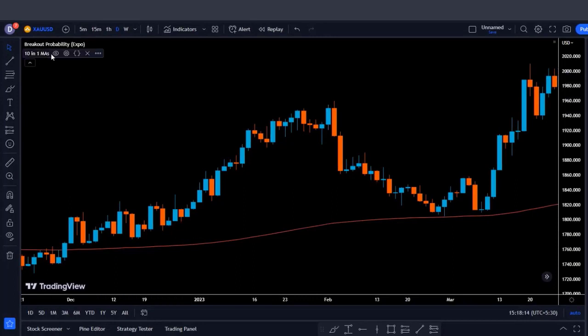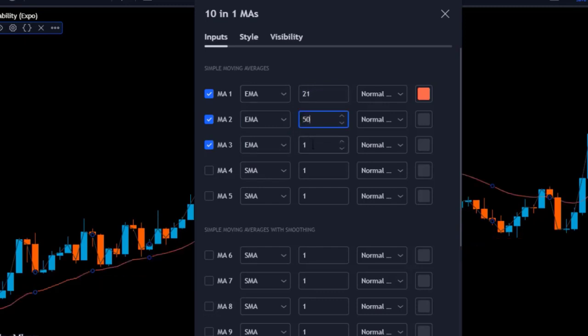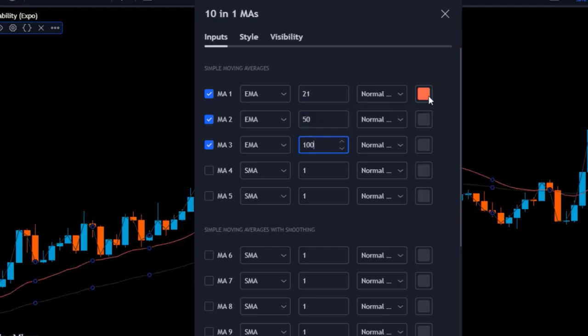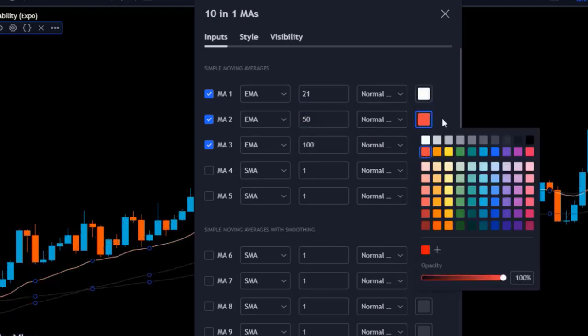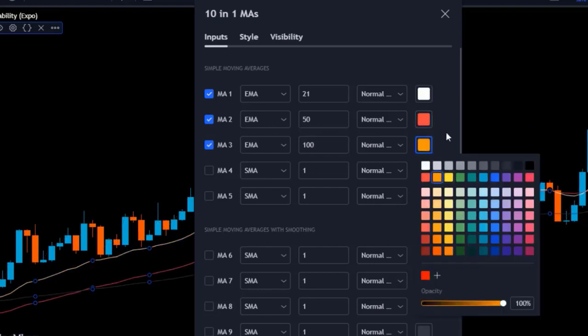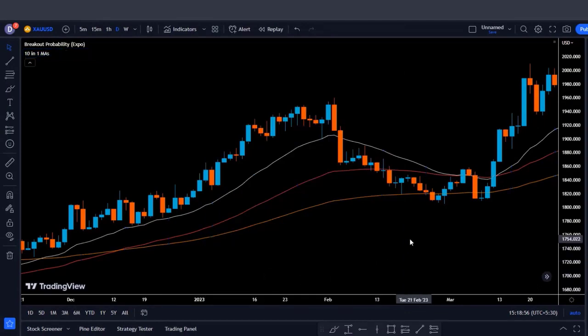Next, navigate to the indicator preferences or configuration options. We will be adding 3 EMAs to the chart. So let's select these. Now we will change the values of the EMAs. The first EMA will have a value of 21, the next one will have a value of 50 and the last one will have a value of 100. Finally, let's change the colors of the EMAs. That was all that we needed to do.